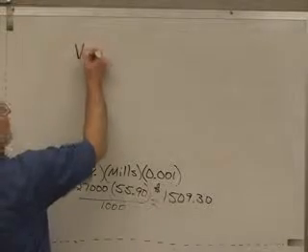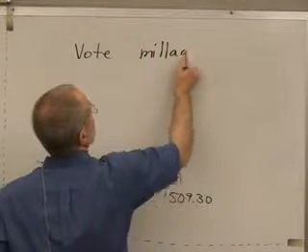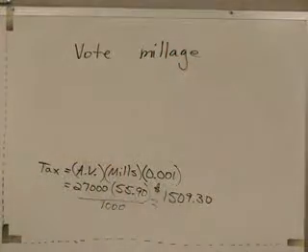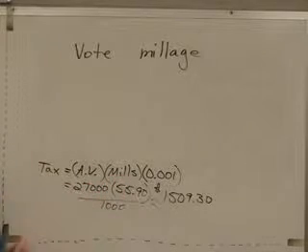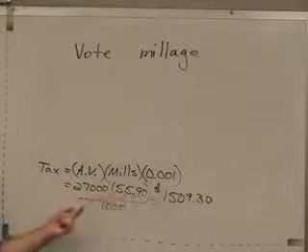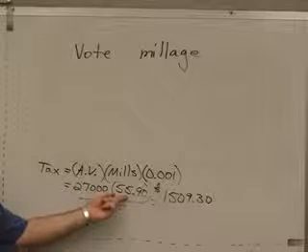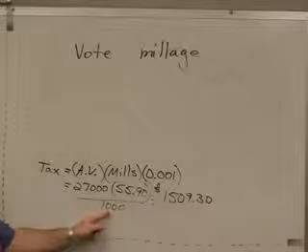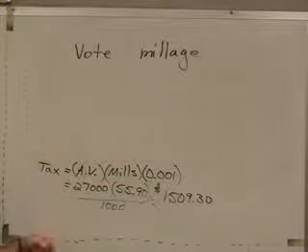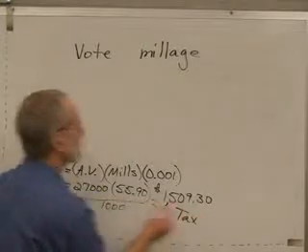Let's say we're being asked to vote on a millage issue, a millage increase. We said that the tax rate is normally expressed in mills, and we had a previous problem where someone's assessed value was $27,000. They had a tax rate of 55.90 mills, and we divide that by 1,000 or multiply it by 0.001, and this is their property tax for the year.